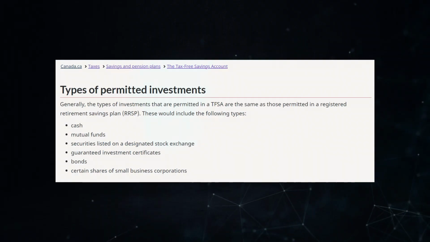Now let's look at what you can hold in your TFSAs. A TFSA can actually hold a variety of investments, including cash, bonds, stocks, and mutual funds. The income earned from these investments, including interest, dividends, and capital gains, are generally tax-free. However, there are a few situations that you must know of.